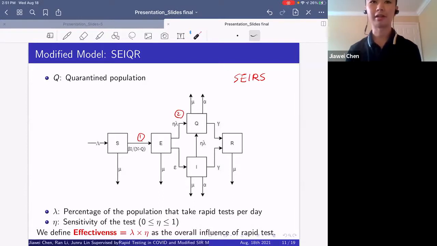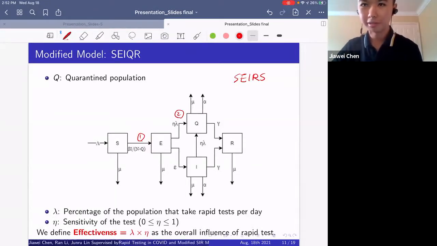PCR tests are, as we mentioned, rather not so timely in terms of getting the results. Here we are actually assuming that the flow of people into the quarantine category is continuous. Thus, people are doing rapid testing every day and self-quarantining. But in the case of PCR, perhaps in real life, there will be some waves of getting the PCR test for traveling purposes or perhaps working purposes. So instead of continuous transfer, it would be something that happens once in a while because it's not so timely.